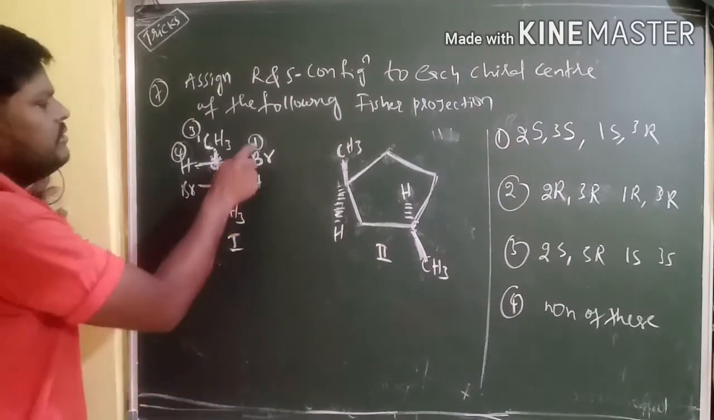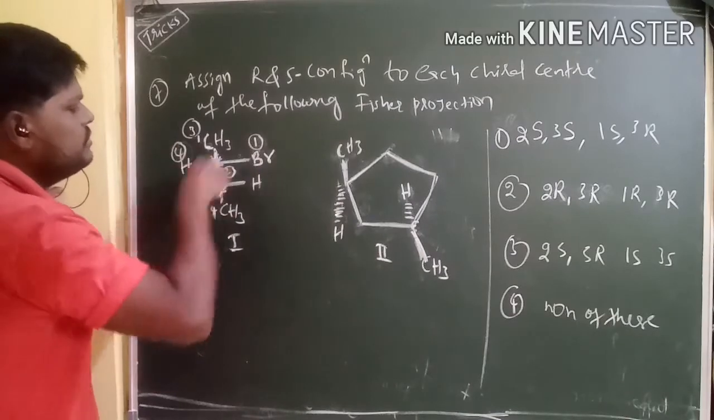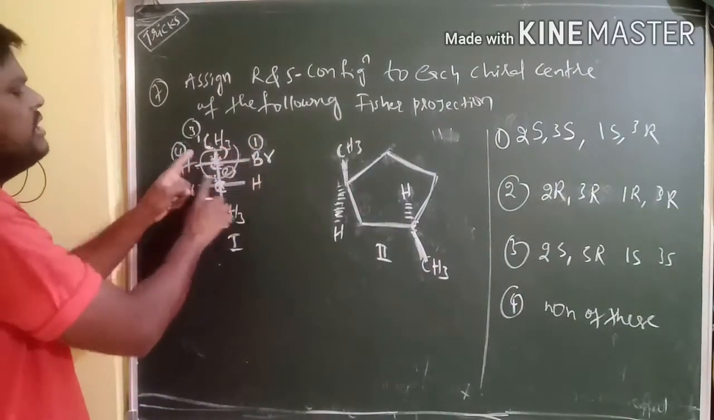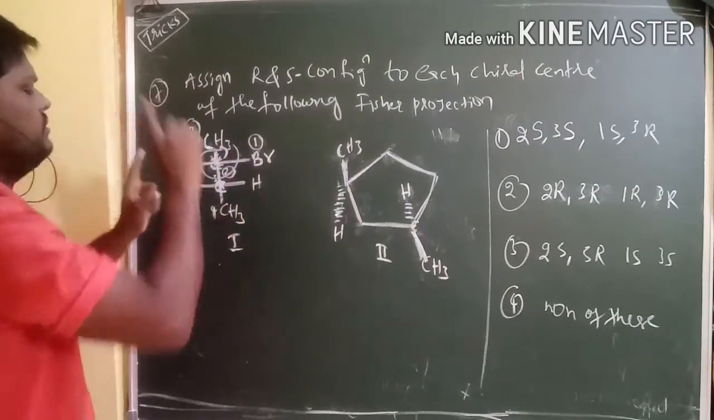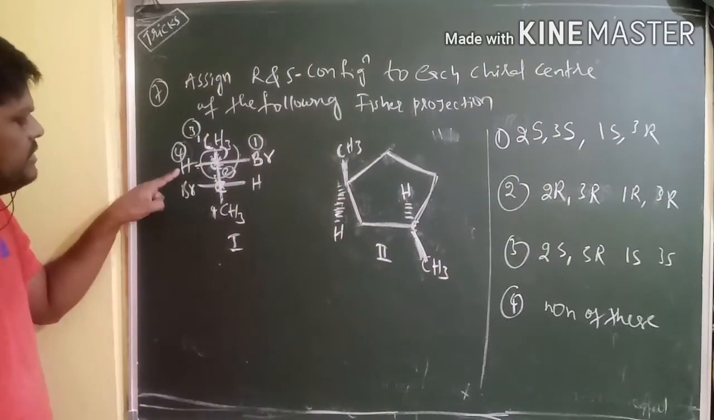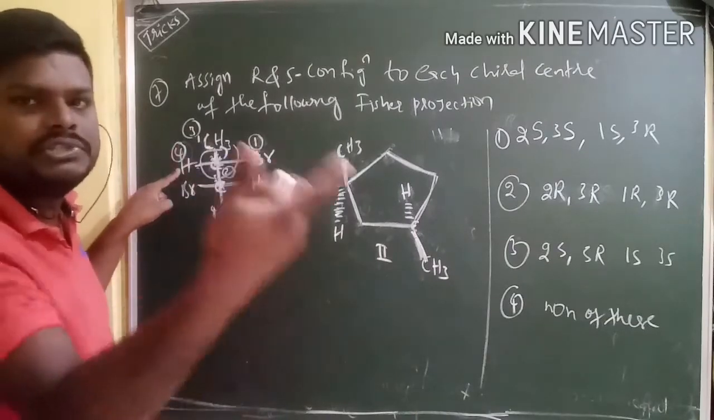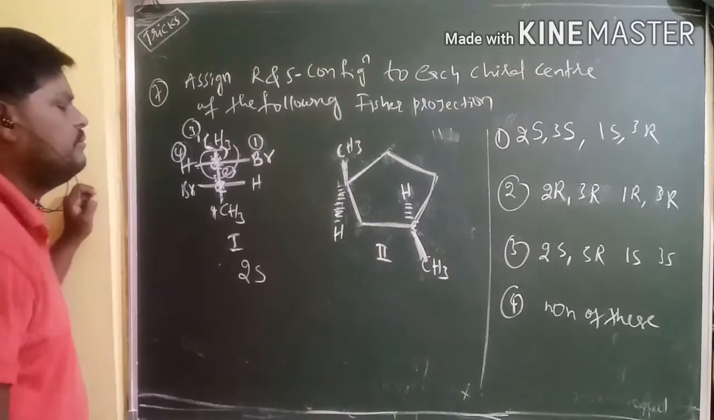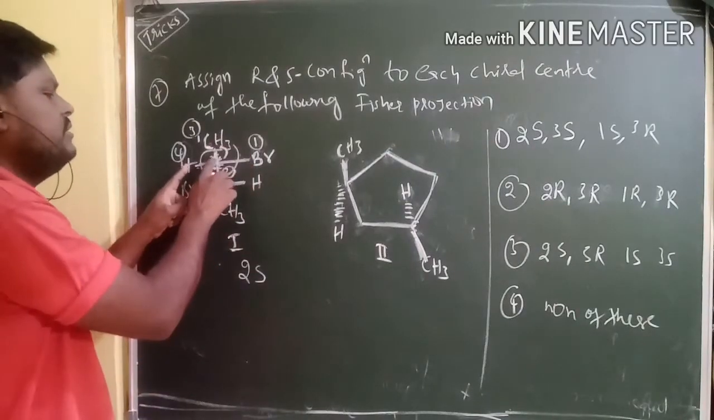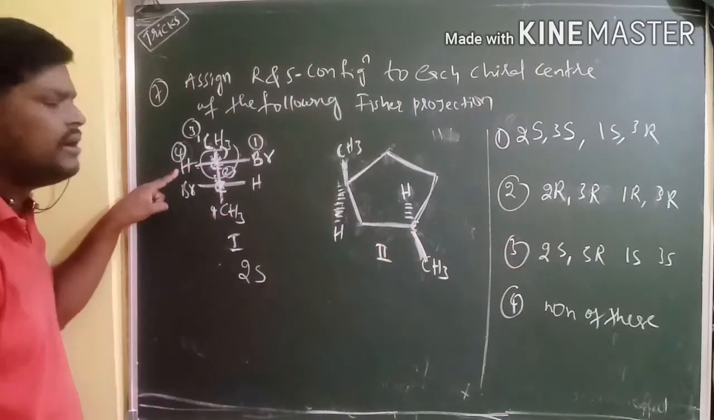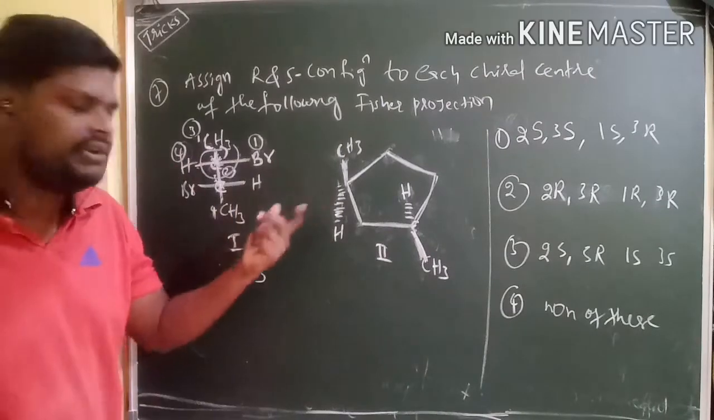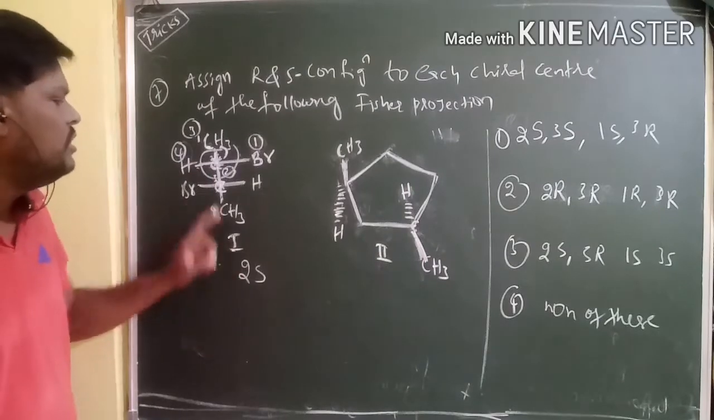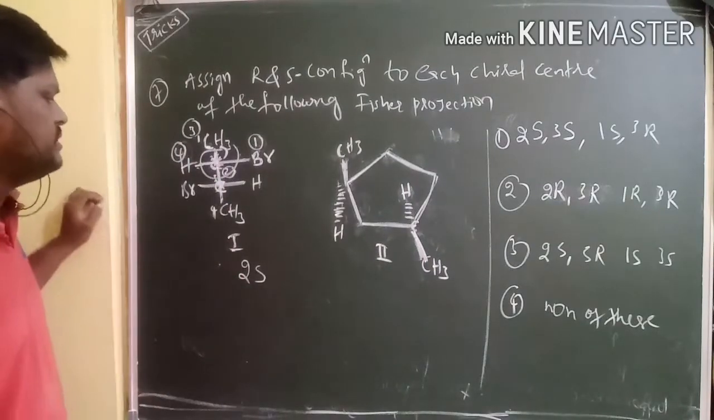What is the direction, sir? 1 to 2, 2 to 3. So this is the direction for this one. Is it clockwise or anti-clockwise? Clockwise direction. But here the least priority is on the horizontal line, so take the opposite configuration. That's why here it is 2S configuration. Actually we expected R configuration, but since the least priority is on the horizontal line, we take the opposite configuration, that is S. Why 2? Because the chiral center is 2. The configuration is S. That's why 2S configuration.